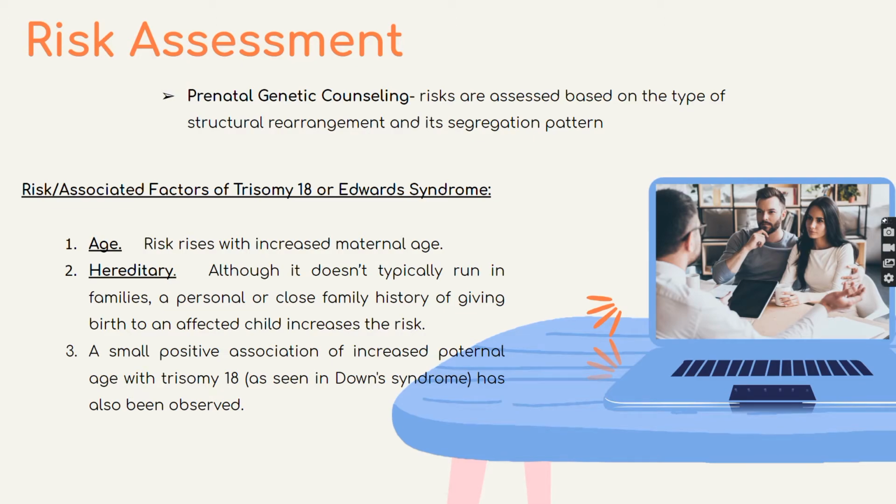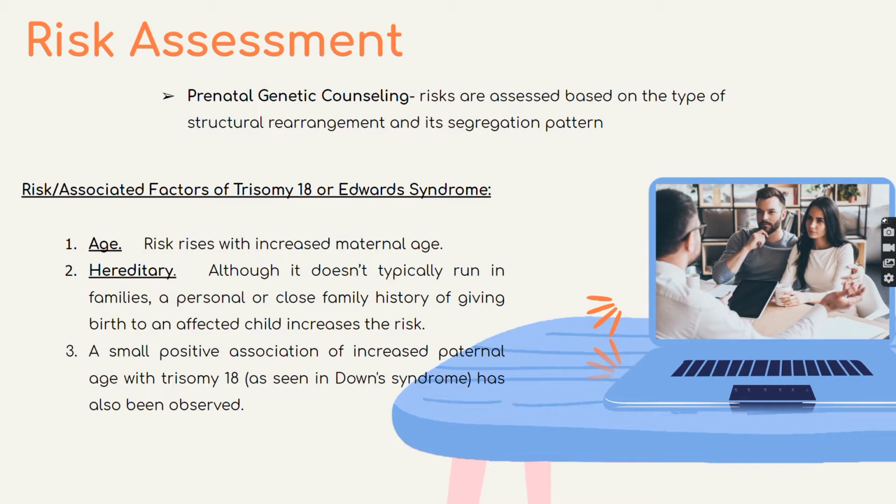The single most important risk assessment performed in pregnant women who suspect their developing fetus to be at risk for T18 syndrome is prenatal genetic counseling. For genetic counseling, the risks are assessed based on the type of structural rearrangement and its segregation pattern, especially in women who have had a child with a T18 syndrome. If a parent is a balanced carrier of a structural rearrangement, the risk is substantially high.